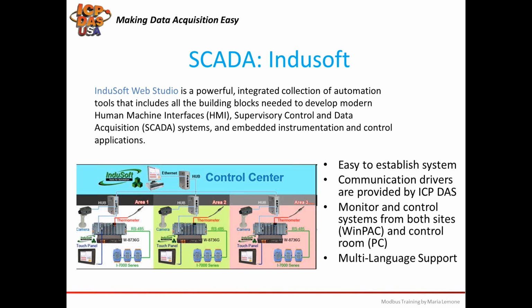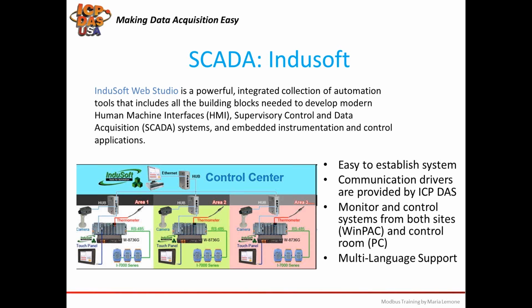In this picture here, you can see that there's 3 different areas that each have a PLC connected to a touch panel and some data acquisition modules. They're connected to a hub or Ethernet switch and a camera. They're networked back over Ethernet cables to a PC running Indusoft SCADA software. You can monitor and control the system from each area or from the PC running SCADA software.